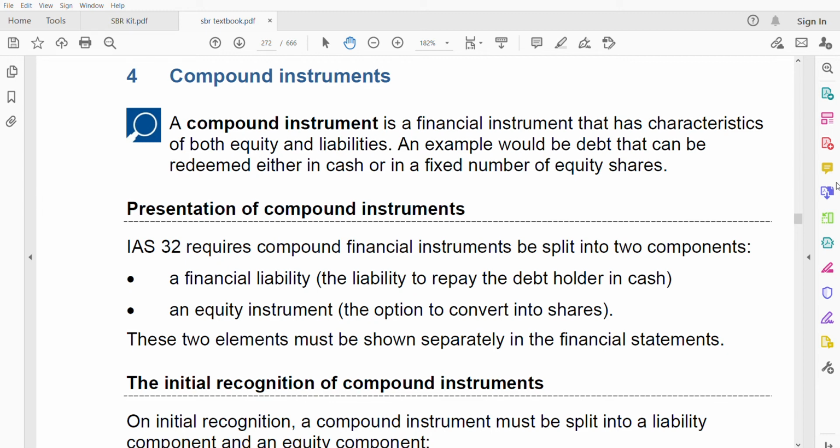Assalamu alaikum friends. So this is part 2 of IFRS 9 and today's topic is compound instruments. Yesterday I discussed financial liabilities, which was part 1 of IFRS 9. Now this is compound instruments.